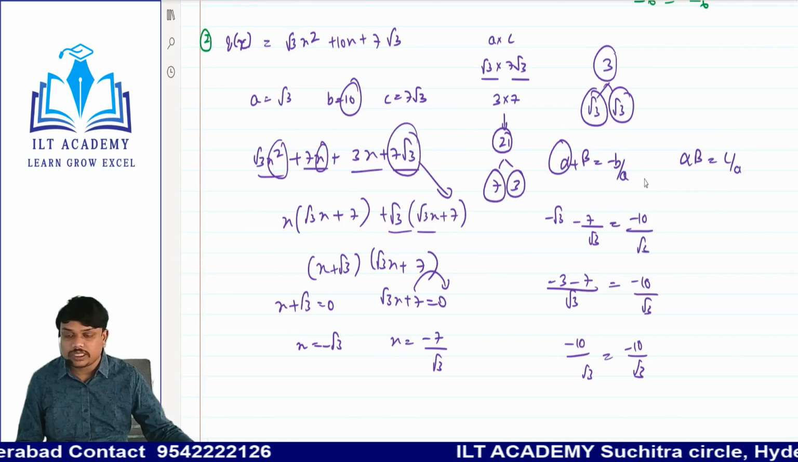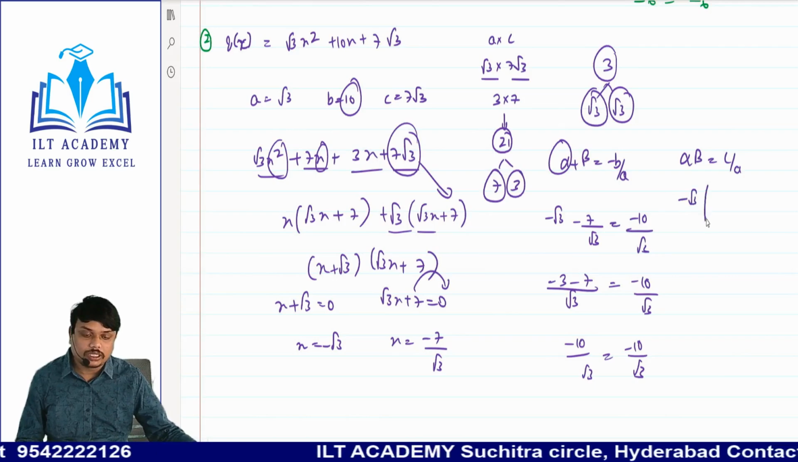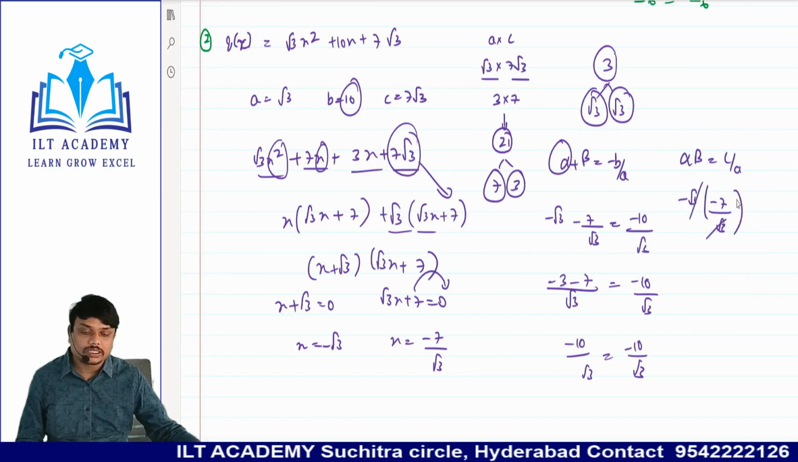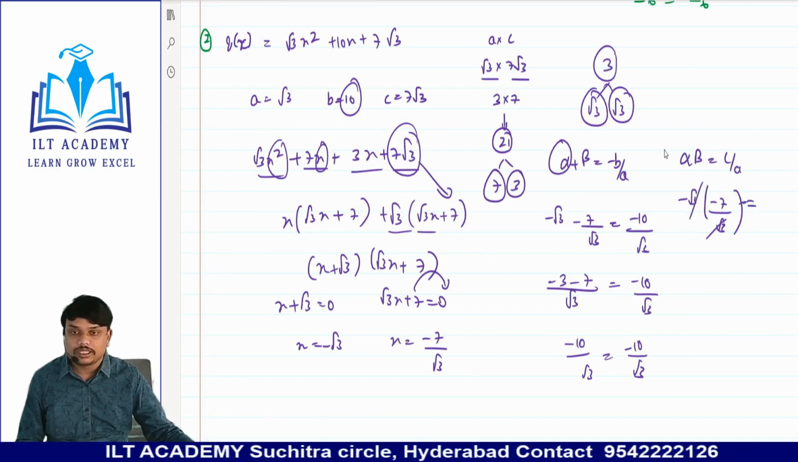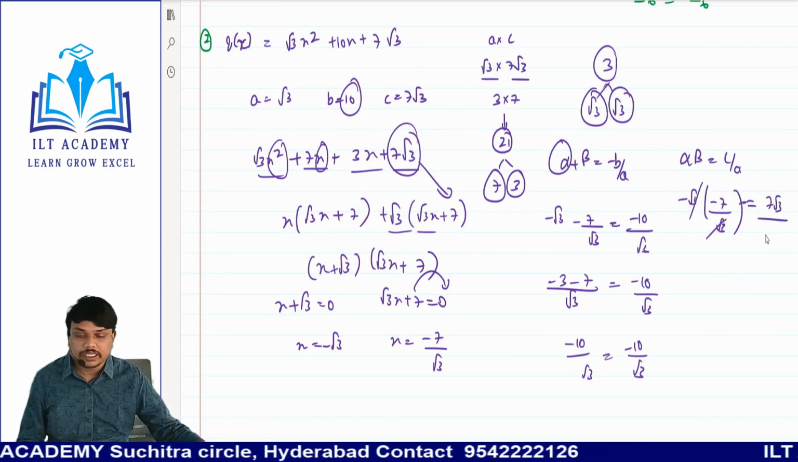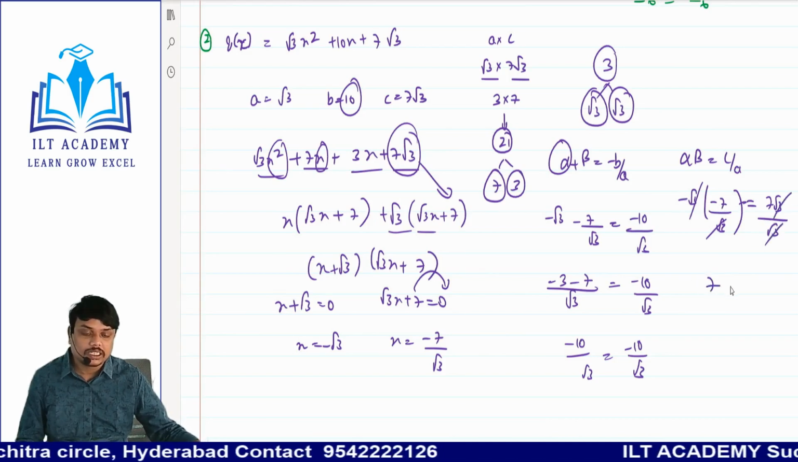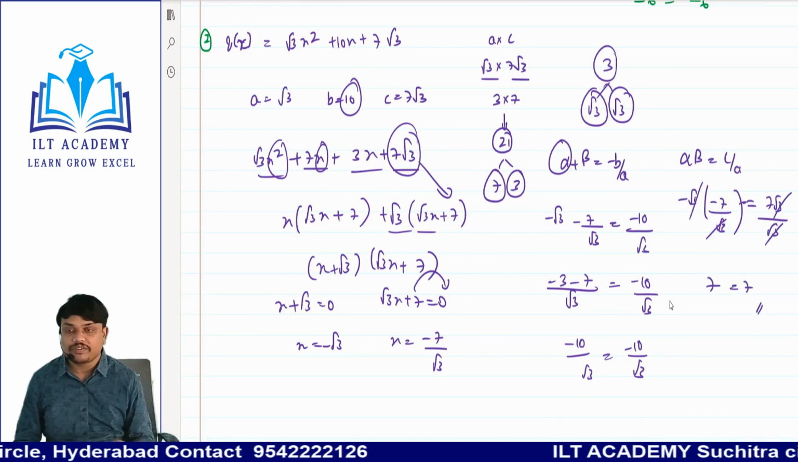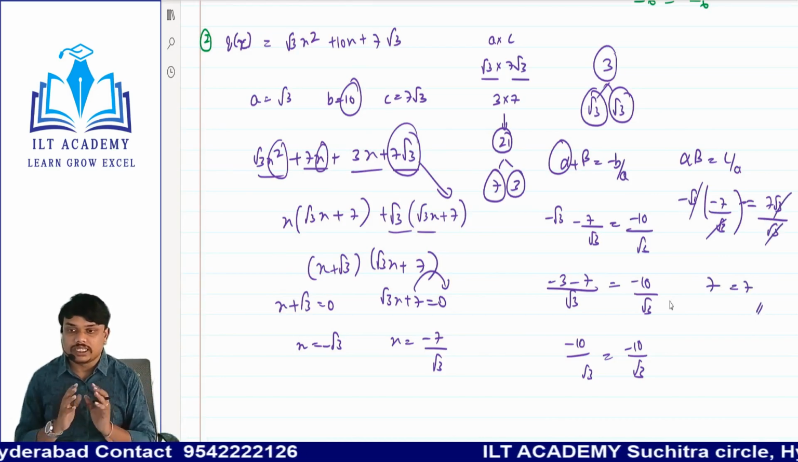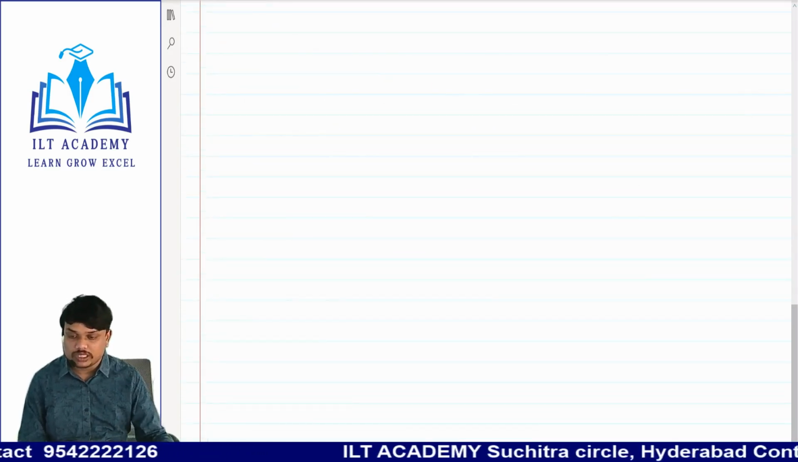Alpha beta is equal to what, c by a. What is alpha value? Minus root 3 into minus 7 by root 3. Root 3 cancel. Here c value is what, 7 root 3 divided by a value is what, root 3. Root 3 cancel. Minus into minus is plus. So 7 is equal to 7. So we have verified the relationships as well in this question. Any doubts? No, right? Now we'll move to the third question.